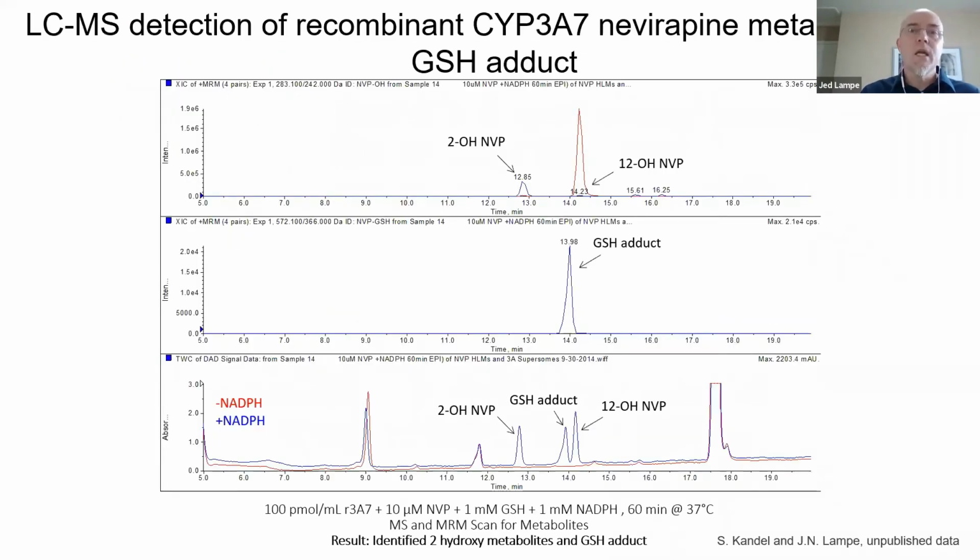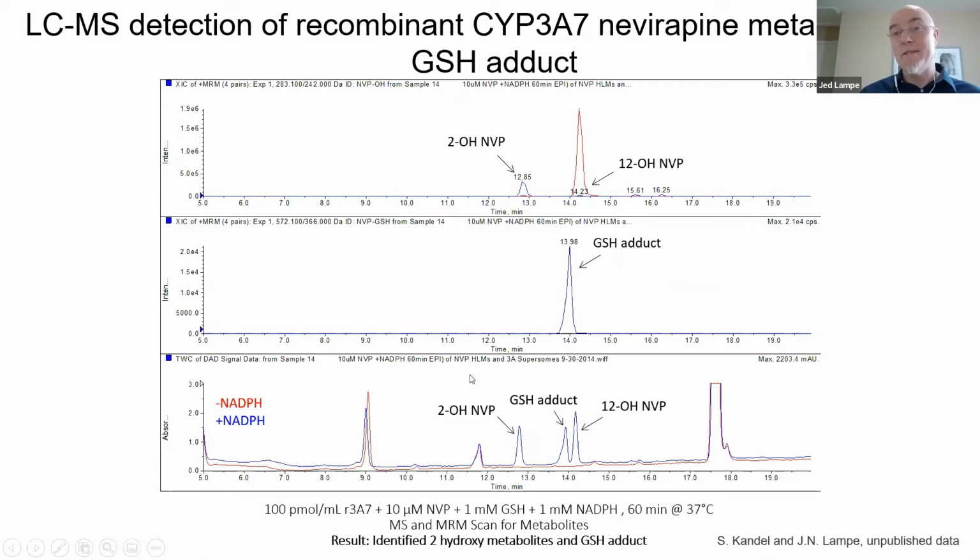So here, I'm going to show you guys some LCMS now. First, we did some incubations with nevirapine, just with the recombinant enzyme. So this is recombinant purified CYP3A7. And what I'm showing you here is we produce both the 2-hydroxy species, the 12-hydroxy, and the GSH adduct. Now, how do we know these are what we think they are? I'm just going to show you in a second. The next slide, we have authentic standards that we were able to purchase from Toronto Research Chemical. So we were pretty confident of our identification and quantification of the different metabolites.